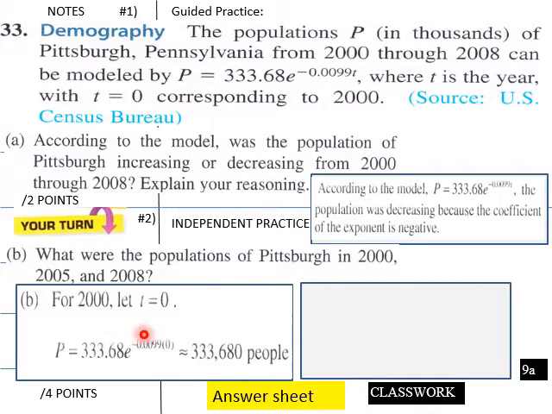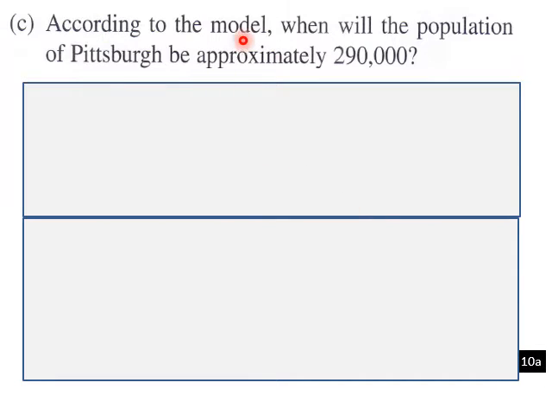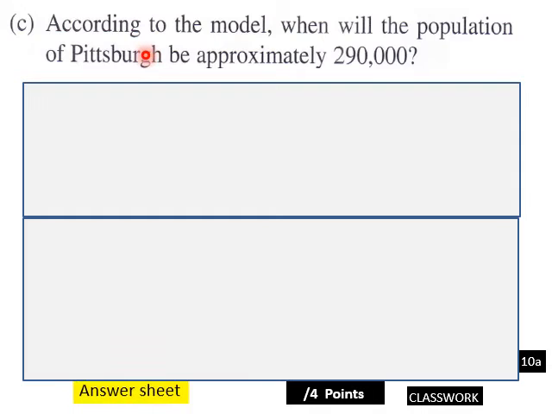So for 2000, let t equal 0. So when we do that, we have 333,680. And then for 2005, let t equal 5. You plug that in, and now we're down to 317,565. 2008 is 308,272. So Pittsburgh is losing people. According to the model, when will the population of Pittsburgh be approximately 290?